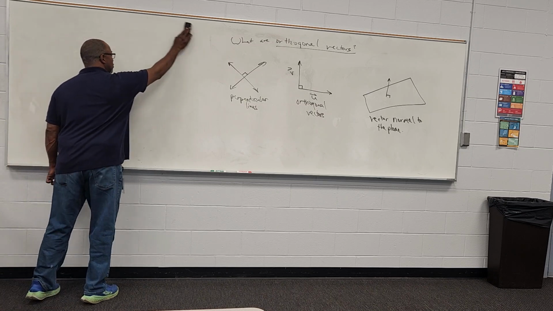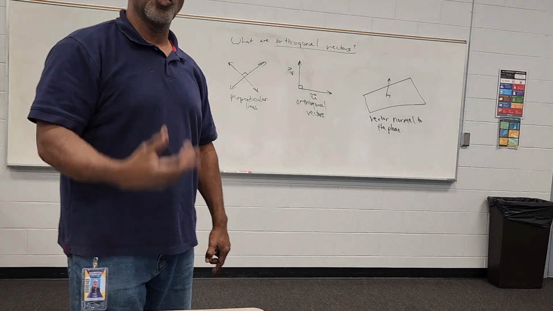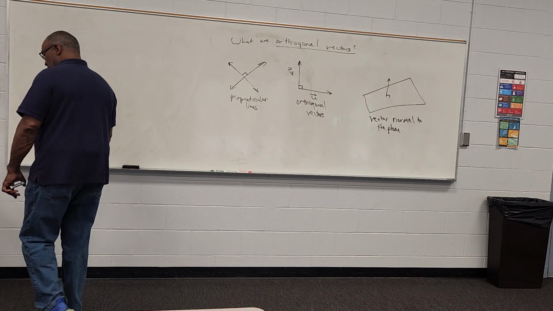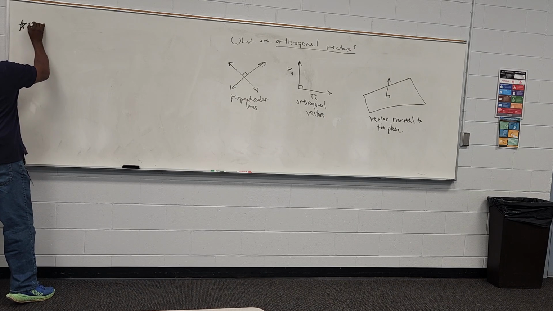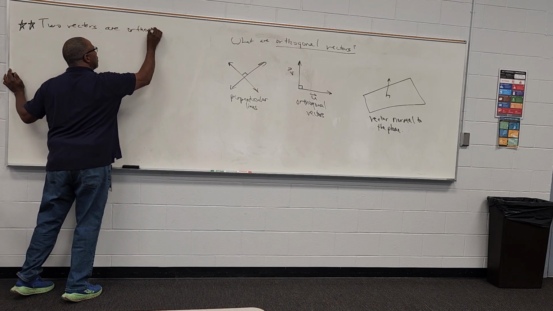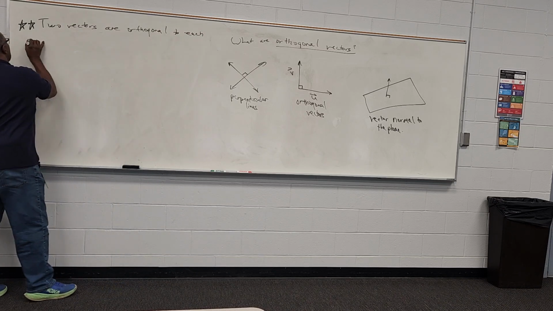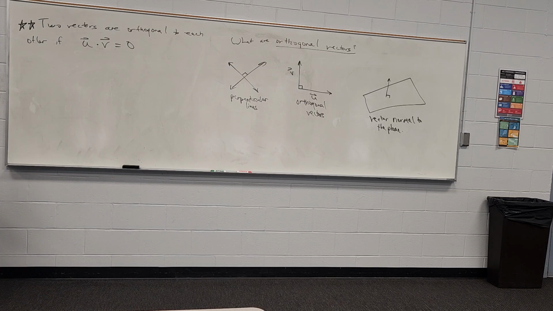But when you're talking about perpendicular, that's going to be with respect to lines. When you talk about two things being orthogonal, that's going to be with respect to vectors. When you talk about a line perpendicular to a plane, then we're going to use the term normal. But they pretty much have the same meanings. So here's our definition that we really need. I'll put a couple of stars, really important. Two vectors are orthogonal to each other if u dot v equals 0. So whenever the dot product is 0, then the two vectors turn out to be orthogonal, or normal, to each other.